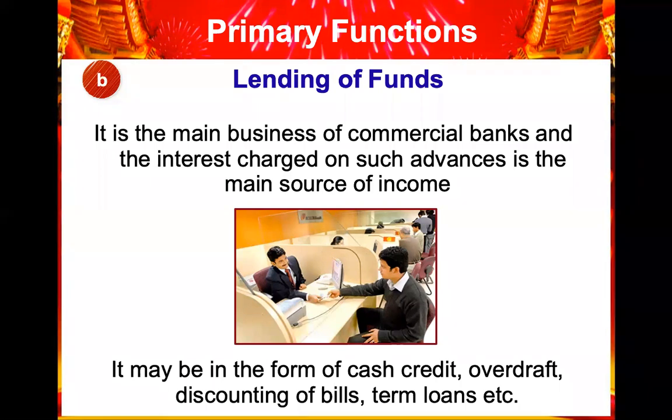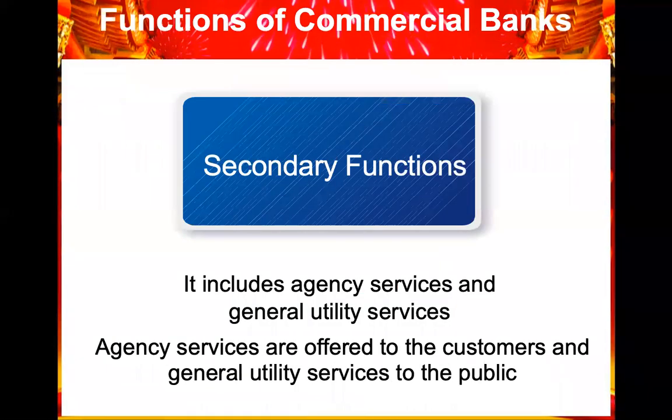So पहला हो गया accepting deposits, हमारे पैसे रखना, and second lending of funds, that means हमें पैसे देना, right? अब बात करते हैं हम सेकेंडरी फंक्शंस की, कि एडिशनल फंक्शंस क्या होते हैं. ये तो हो गया फंड से रिलेटेड. व्हाट एल्स आर दे प्रोवाइडिंग? सो it includes agency services and general utility services. Agency services are offered to the customers and general utility service to the public. Okay, so basically agency services और utility service में divide होते हैं हमारे secondary functions.